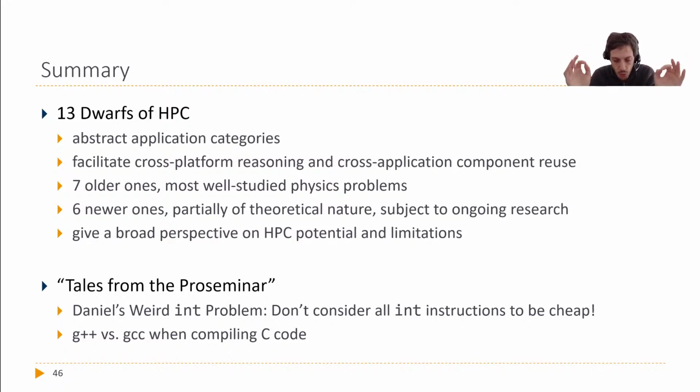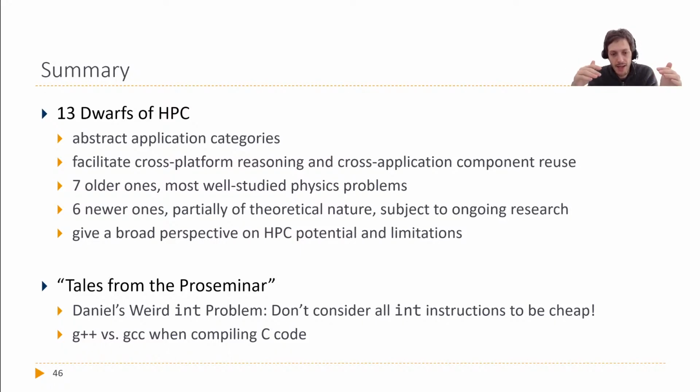And afterwards, we discussed Tales from the Proseminar, which showed the weird integer problem, which means basically the takeaway here is: don't consider integer operations to be cheap just because they're integers and not floating point numbers. If you really want to know about the performance, you need to dive into what instructions are used, and you need to read up on the latencies, which takes a lot of time for long codes. This is really difficult. But first of all, profile your code and try to figure out where the slow portions of your code actually are, which again means measure your code.